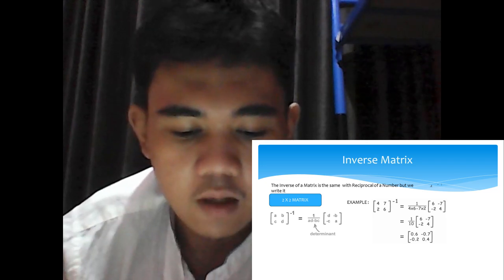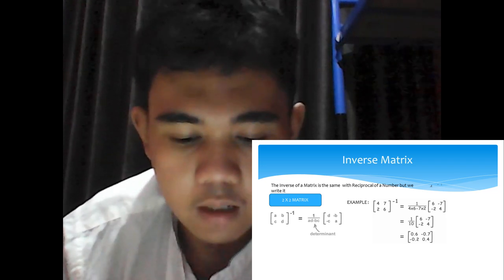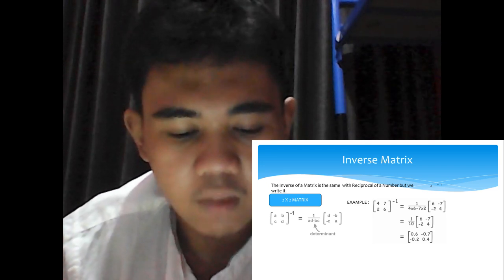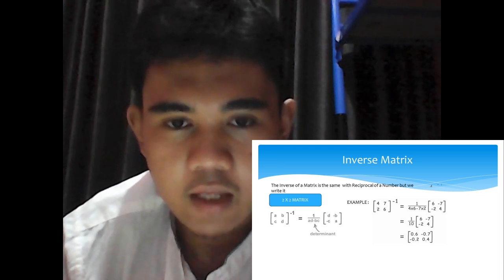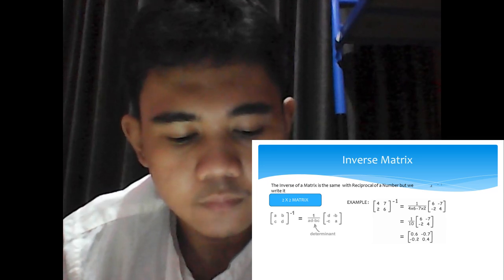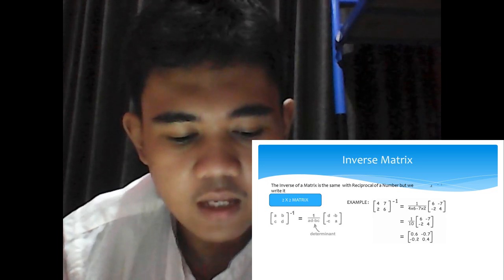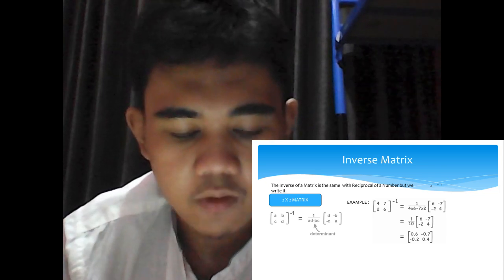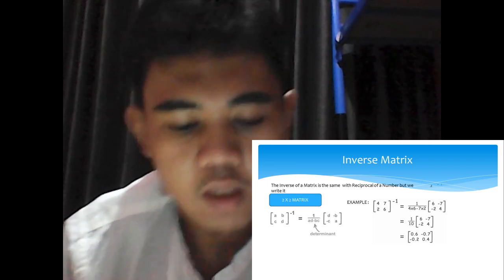So the next is the inverse matrix. It is the same idea as the reciprocal of a number, but we write it differently. For a 2x2 matrix, the inverse is written with a minus 1 on top. To find it, swap the positions of A and D, put negatives in front of B and C, and divide everything by the determinant. You can see the example.